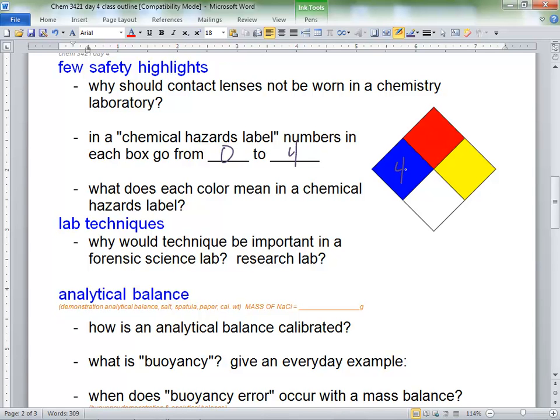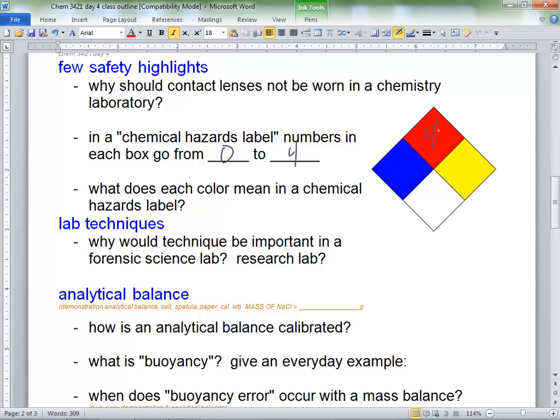What kind of compound is this? Something that's really what? Man, I'm really worried about it touching my skin. It's really toxic, corrosive, something that's really unhealthy, right? That's the health box. So you have a 4 in there. It shouldn't even really be in your undergraduate laboratory. Okay. So 0 to 4 is severity, and blue is the health box. That's right.